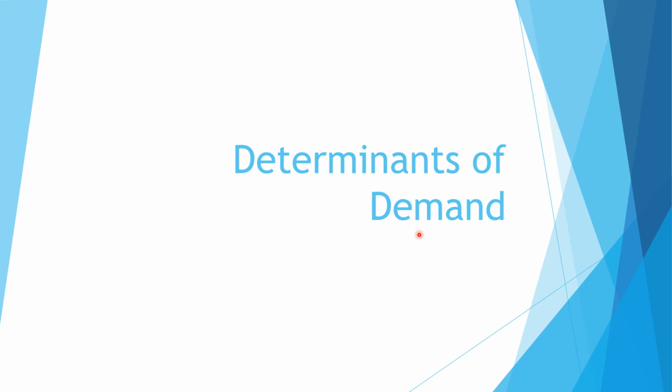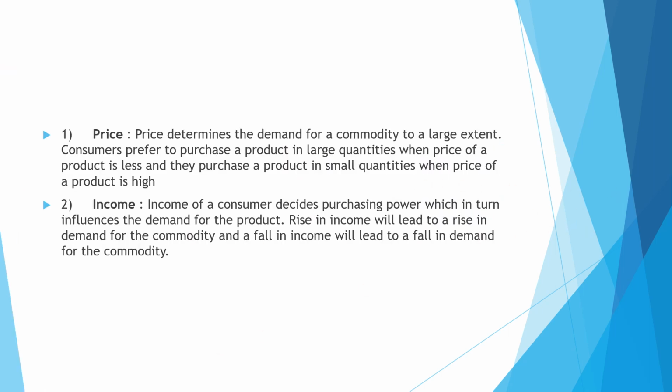Let's see determinants of demand. So the first point is price and the second is income. Price determines the demand for a commodity to a large extent. Whenever we are going to buy anything, the dress or phone or bag, anything, we see the price of that product. After that only we start to bargain with the buyer.